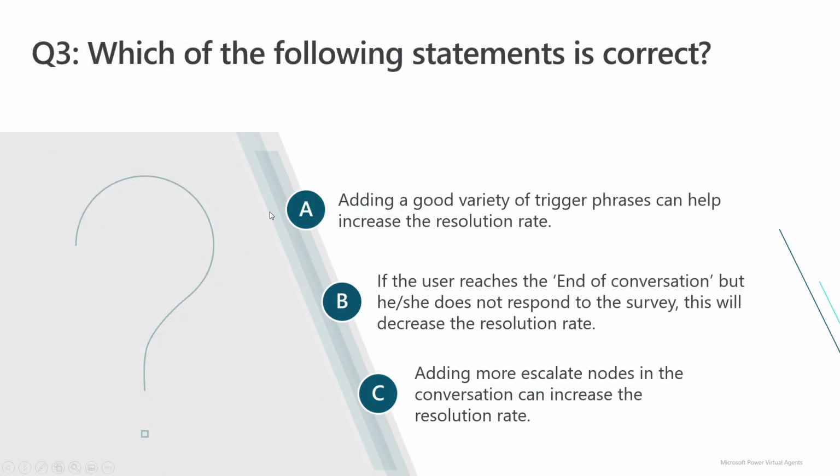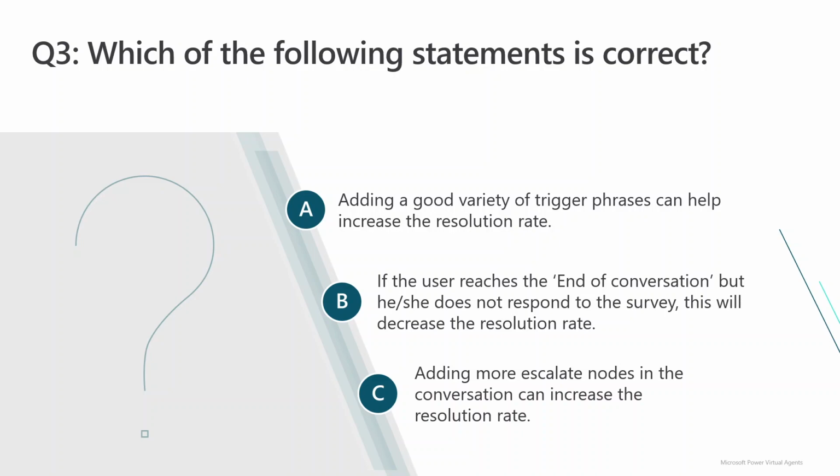Question number 3. Which of the following statements is correct? A: Adding a good variety of trigger phrases can help increase the resolution rate. B: If the user reaches the end of conversation but does not respond to the survey, this will decrease the resolution rate. C: Adding more escalate nodes in the conversation can increase the resolution rate. Which of these is correct? Another way of doing it is to work out which of these are wrong, the process of elimination. So hit pause and come back in a second.